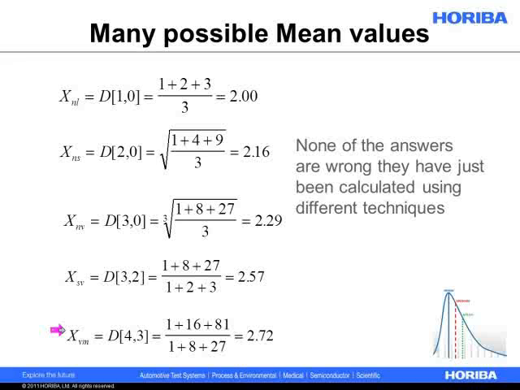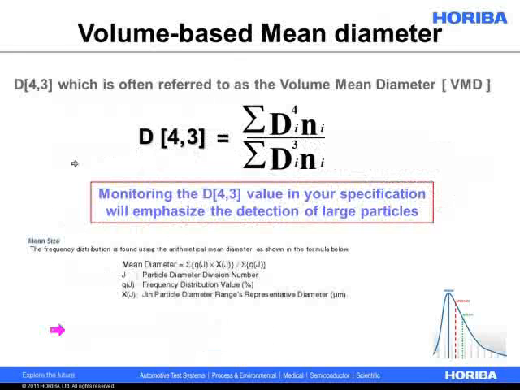Now, another valuable thing of reporting the volume-based mean, as I transition to the next slide, is that the D43 emphasizes the detection of large particles, which makes a little bit of sense based on how it's calculated. We call it the 4-3 because in the numerator, the diameters of different particles are being raised to the 4th power, and in the denominator, those same diameters are only being raised to the 3rd power.